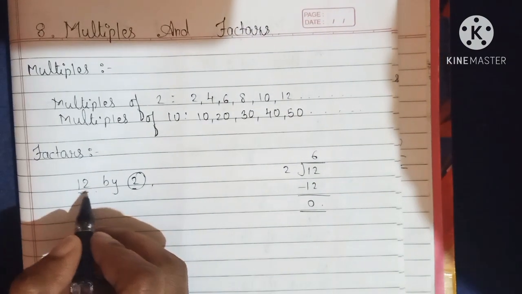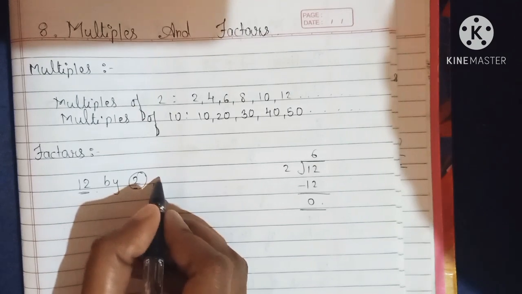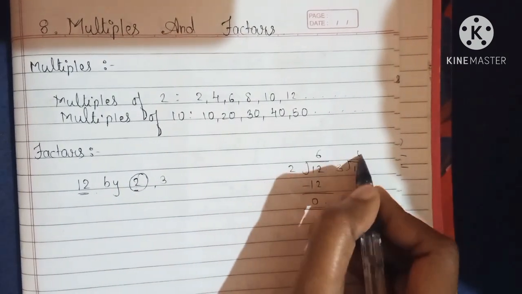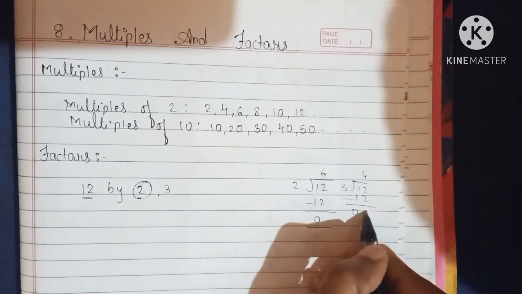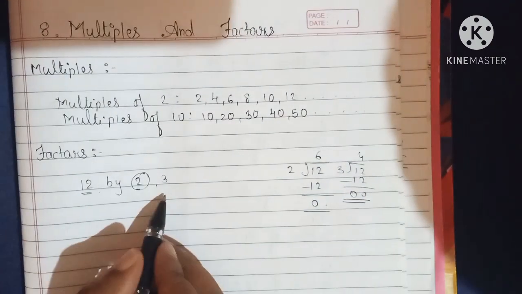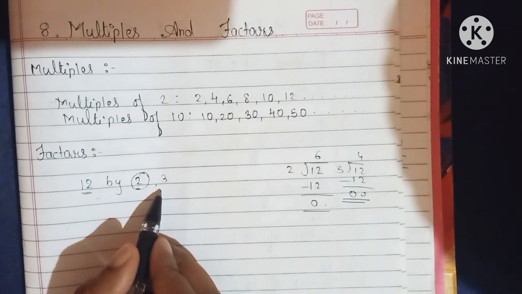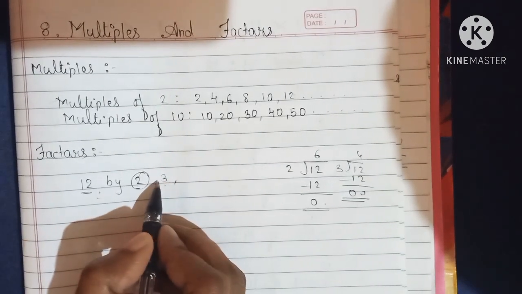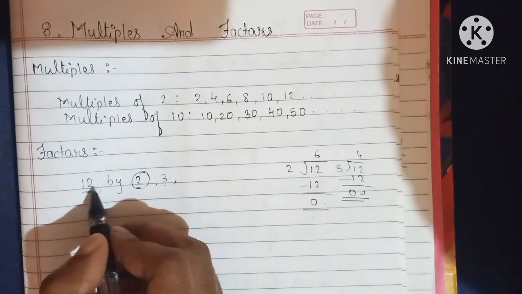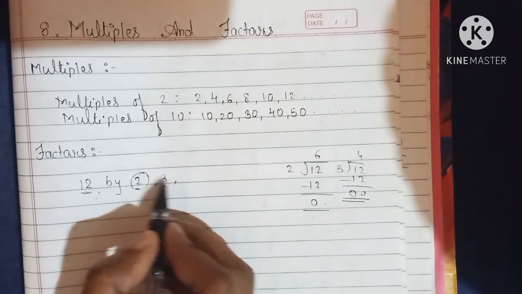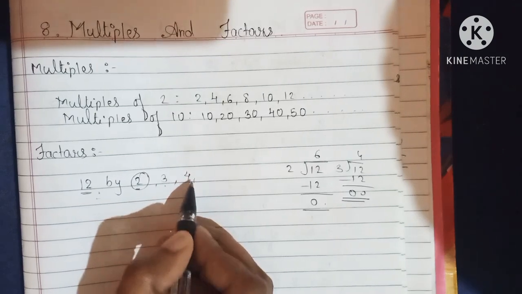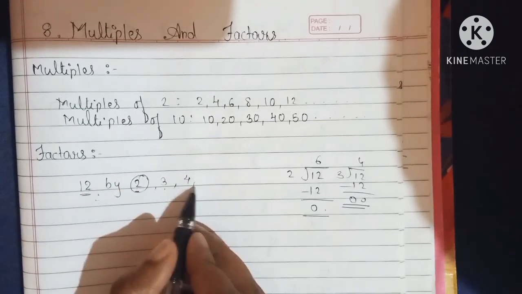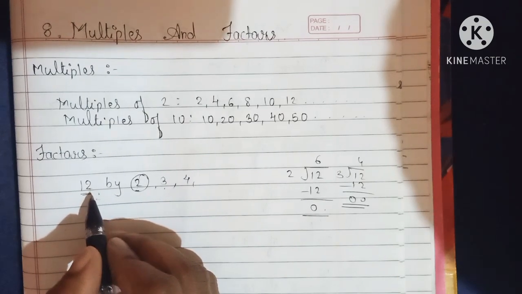So let's check whether 12 is divisible by 3. 12 divided by 3, 3 4s are 12. The remainder is again 0. That means this 12 is completely divisible by 3. That means this 3 is a factor of 12. Let's check for 4. Yes, 12 is also divisible by 4. 4 3s are 12.